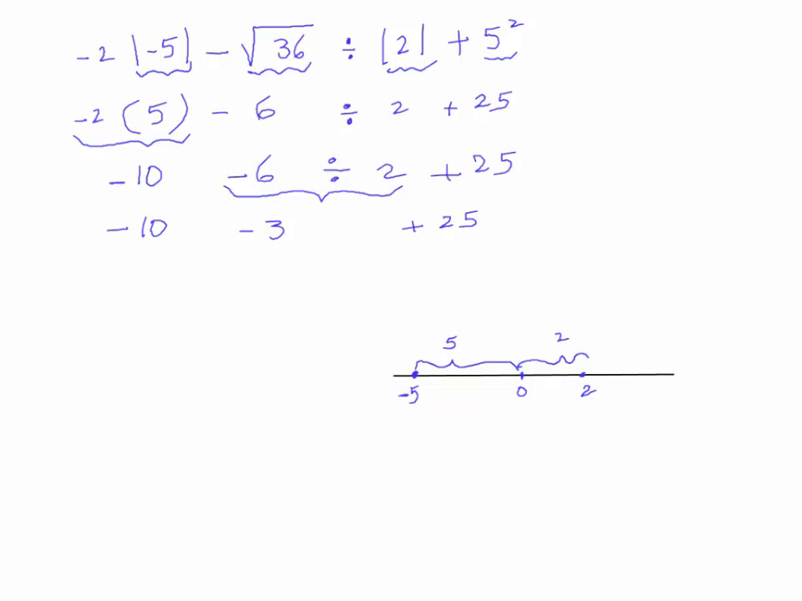Okay, good. So now I go from left to right. Now I can do addition or subtraction. That gives me -13: -10 and -3 would be -13, plus 25. So -13 plus 25 is equal to what? +12. Using the order of operations.